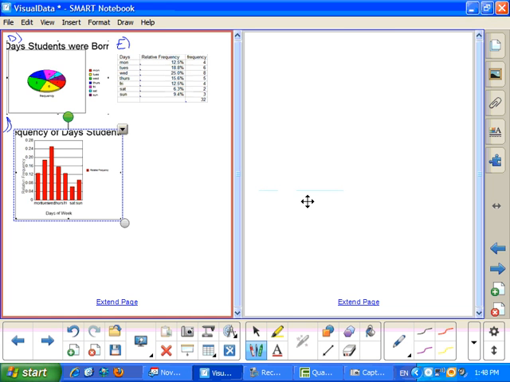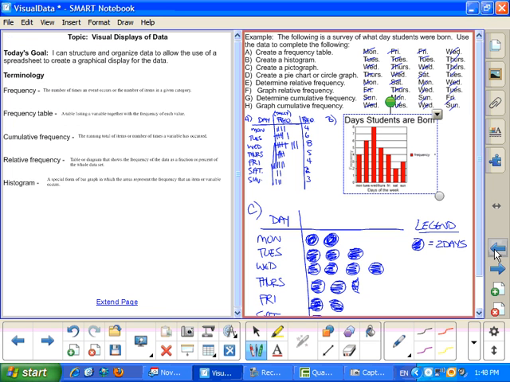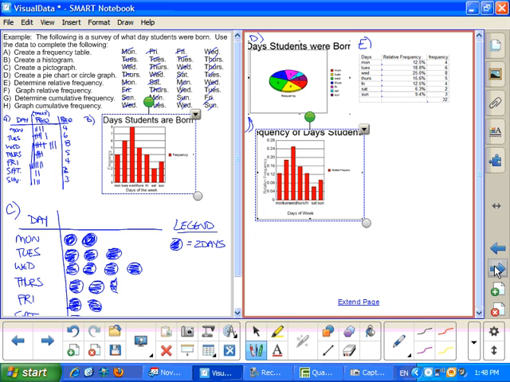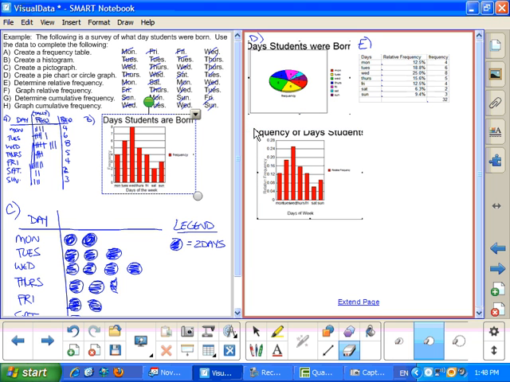And I get caught up here. Oops. So that was supposed to be an F that I was writing there. It didn't turn out very well. There we go. All right, and our last two, G and H, determine cumulative frequency and graph cumulative frequency.